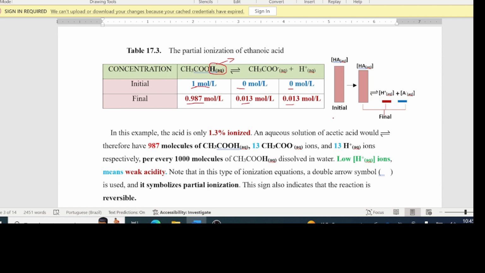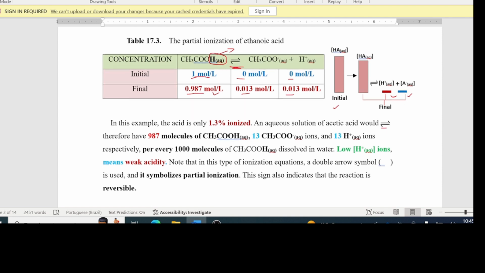So look, this is the initial concentration. Now you still have lots of these here. You have all of that remaining, okay? But we only have small concentrations of hydrogen and ethanoate ions. That's why you're going to see this sign here. This sign here means that the reaction is reversible.